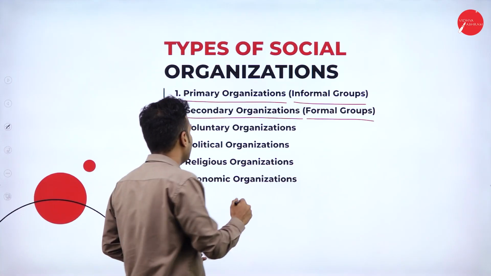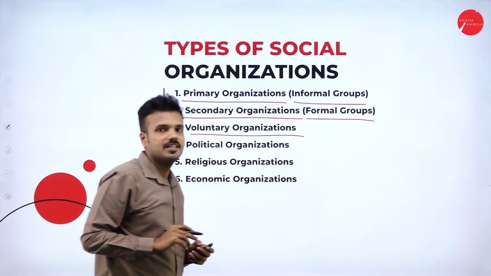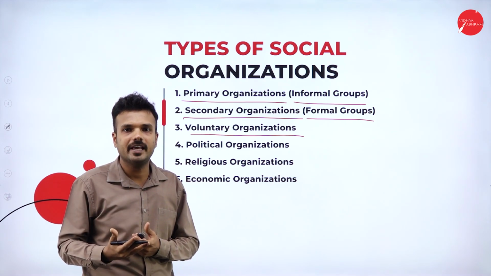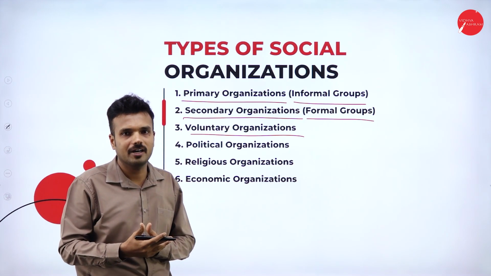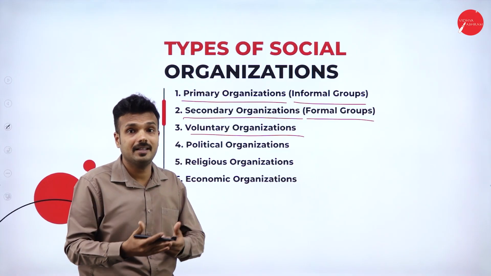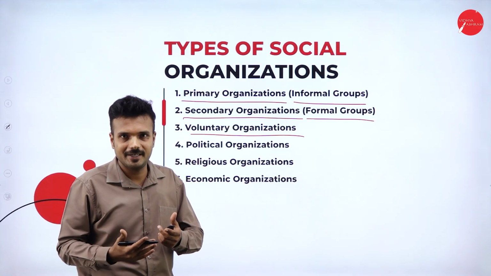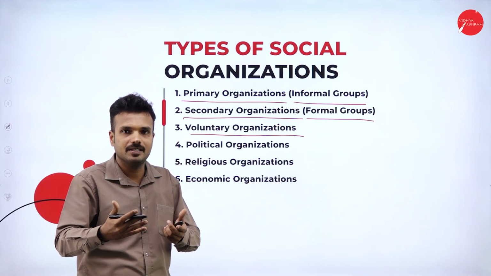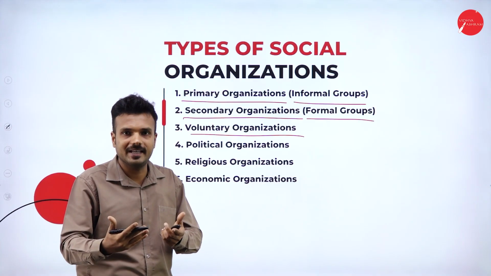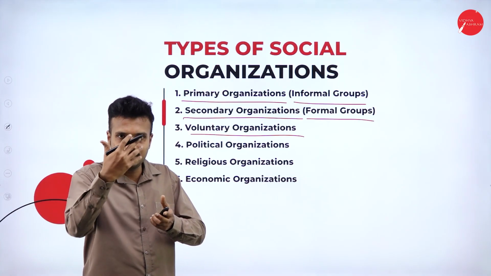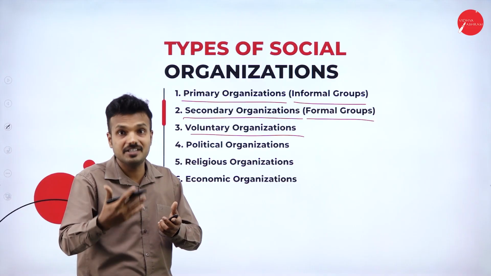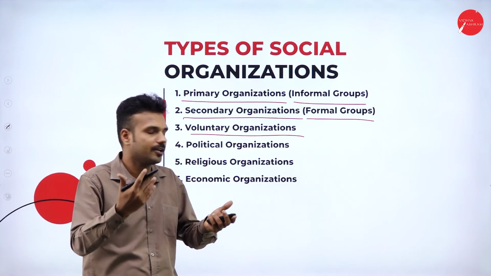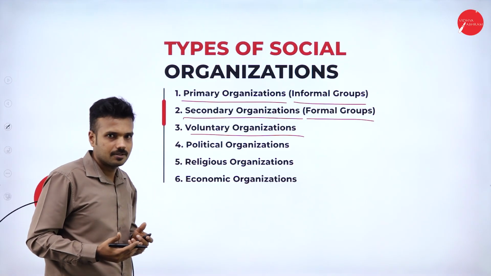Followed by voluntary organization. See, the name itself says we are voluntary enough to participate in that particular organization, whether it is formal or informal in nature. For example, NSS is a voluntary organization. Red Cross is a voluntary organization. There are a number of charitable institutions, NGOs, NPOs, orphanages, old age homes. These are the voluntary organizations where we contribute for the welfare of the society.